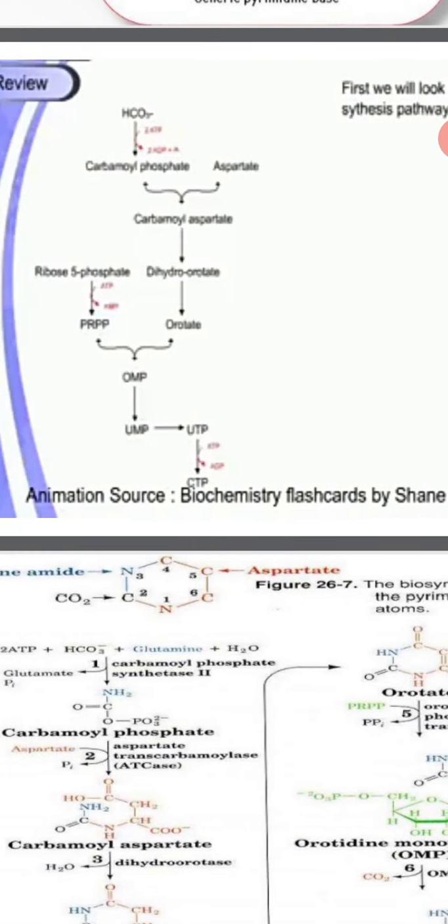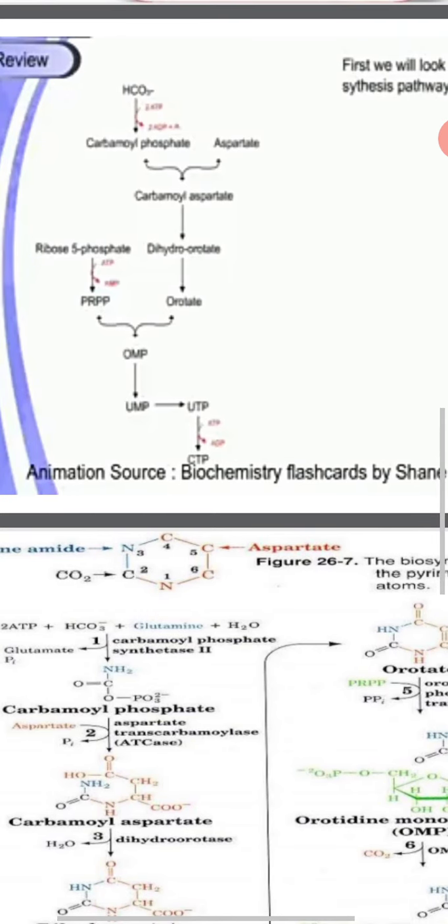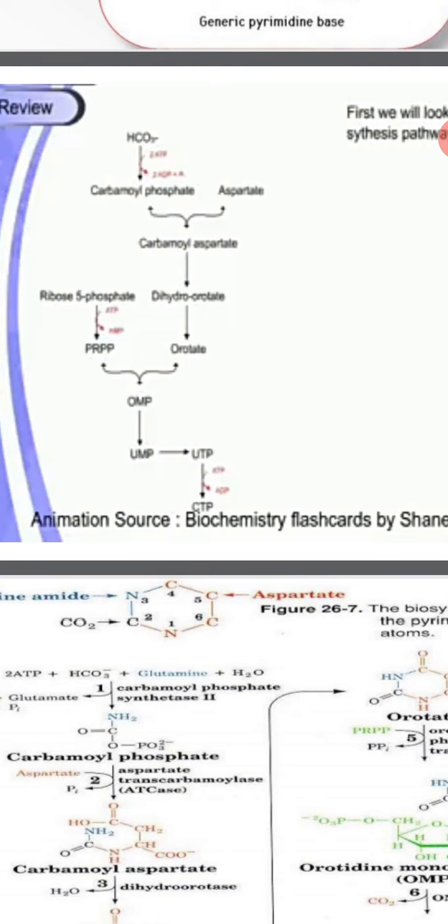Then this carbamoyl aspartate will change into dihydroorotate with the help of the enzyme dihydroorotase. Here the carbamoyl aspartate has an open ring structure. We just flip it and it forms a closed ring structure, dihydroorotate, with the help of the dihydroorotase enzyme.